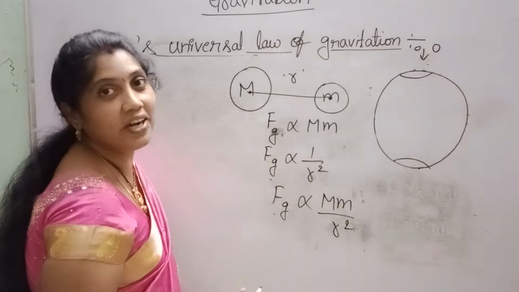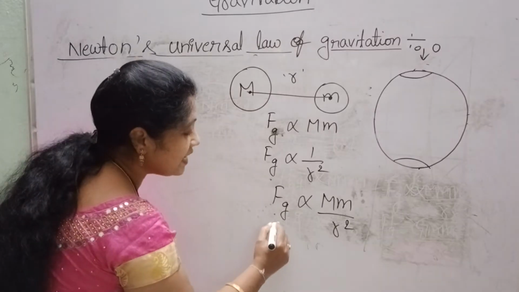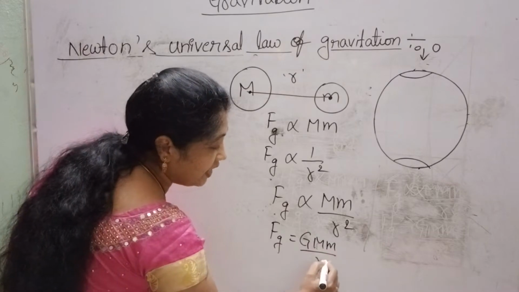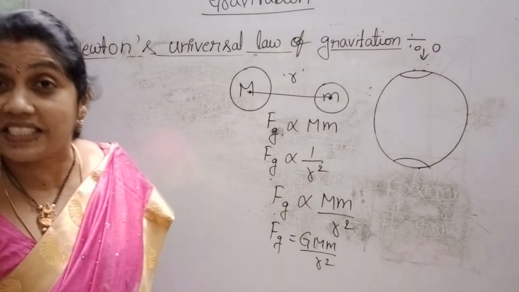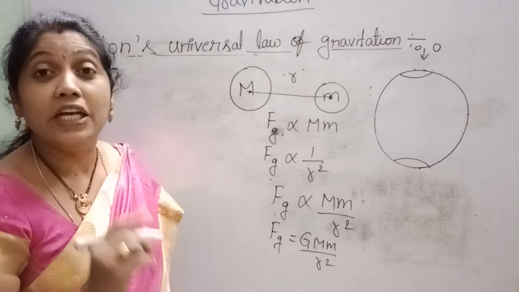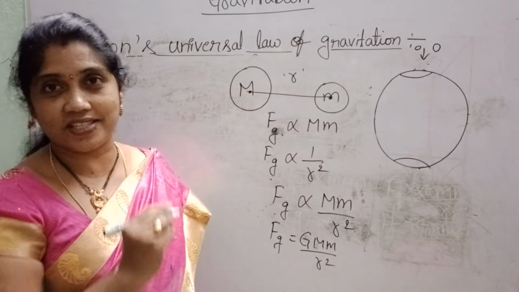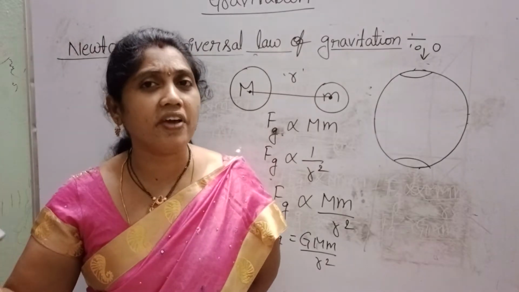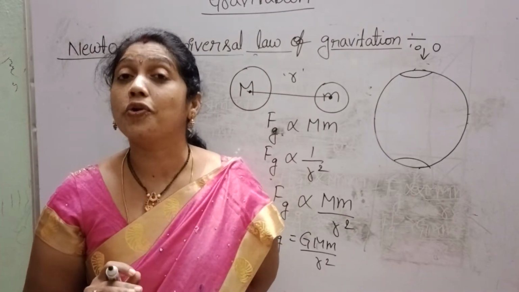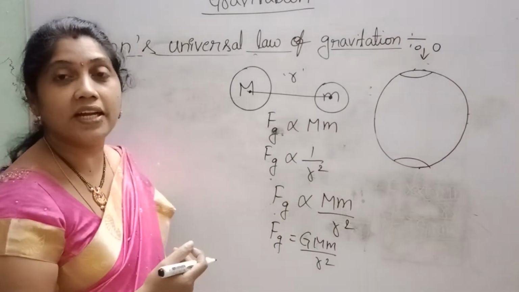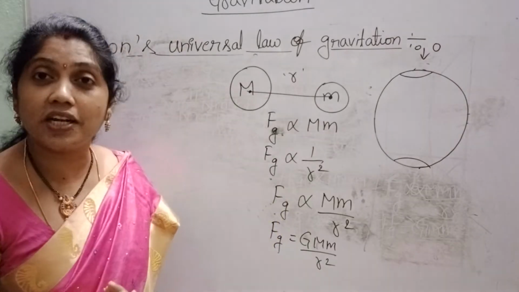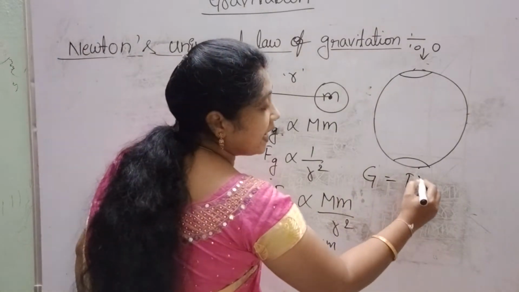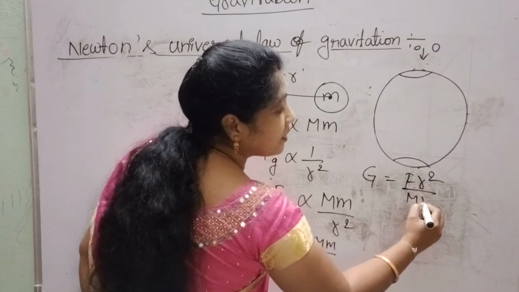Remove the proportionality symbol and write a constant. Fg is equal to G M m by r square. Here, what is the G? Capital G is called the universal gravitation constant. This universal gravitational constant has a constant value everywhere in the universe. By using this relation, we write the formula for the gravitational constant: G is equal to F r squared by M m.